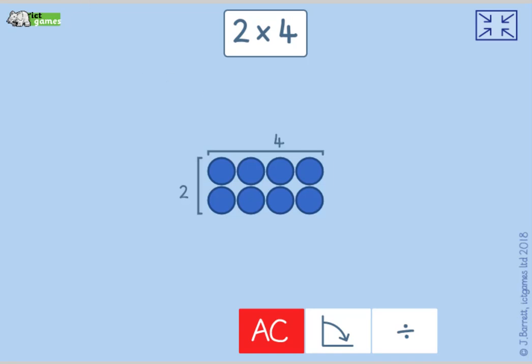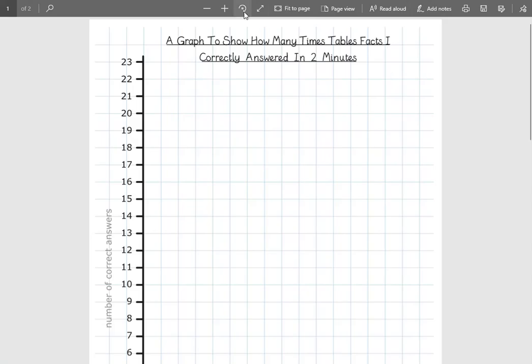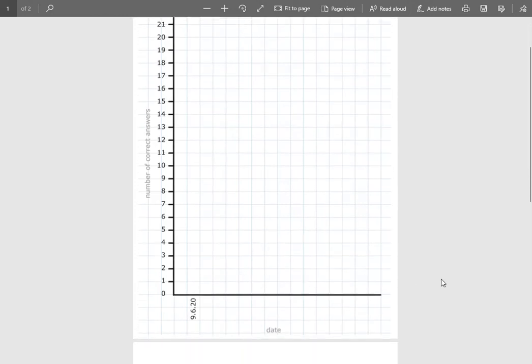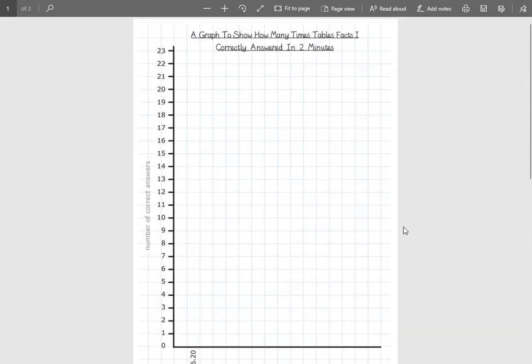So what we're going to do, let me just see if I can zoom out a little bit. The printout looks like this. Now, year ones, this is going to look really... I mean, year ones, you might not want to do this. See how you feel. Definitely year twos. The printout looks like this. It goes up the side 0, 1, 2, 3, 4, 5, 6, 7, 8, all the way up to 23. And it says on here, number of correct answers.